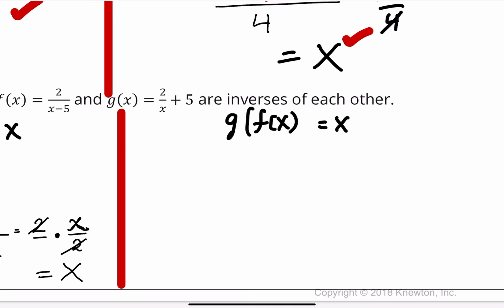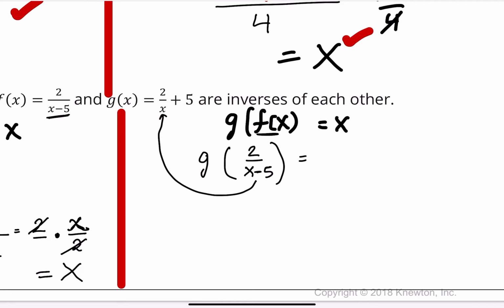What do I have? I have my function g of... what is my function here? What is my f of x? F of x is 2 over x minus 5. And now, remember, I'm going to take all of this and plug into the x value. So g is what? 2 over, instead of x, what do I have? 2 over x minus 5, the whole thing, plus 5.